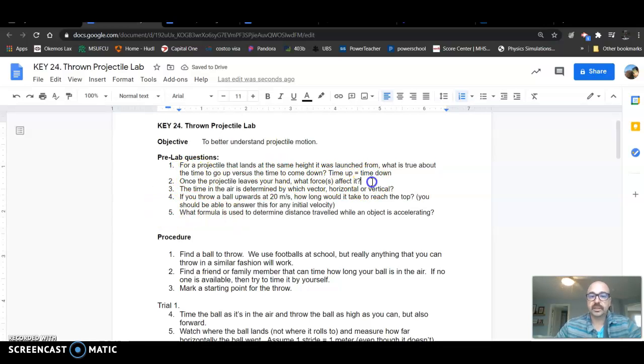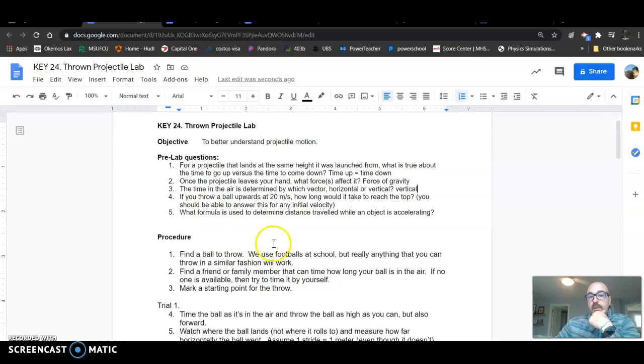Once the projectile leaves your hand, what forces affect it? So it's just gravity, the force of gravity. So we've talked about that a lot by now, but hopefully you're just thinking gravitational force on it right there. Time in the air determined by the vertical vector. Nothing horizontally affects the time that it's in the air for.